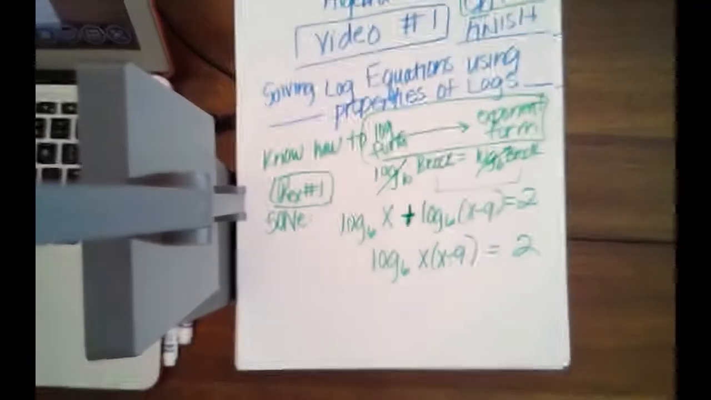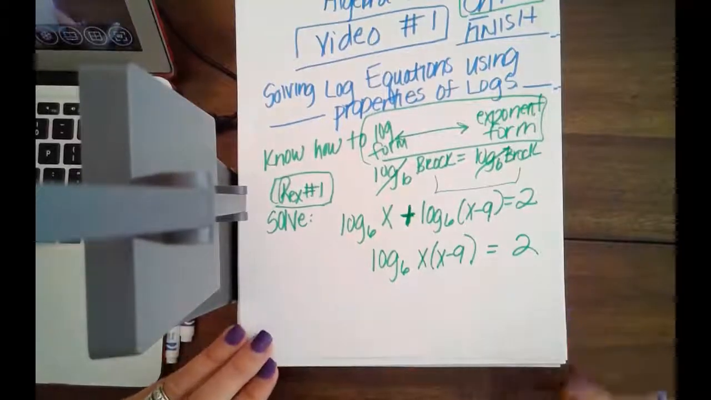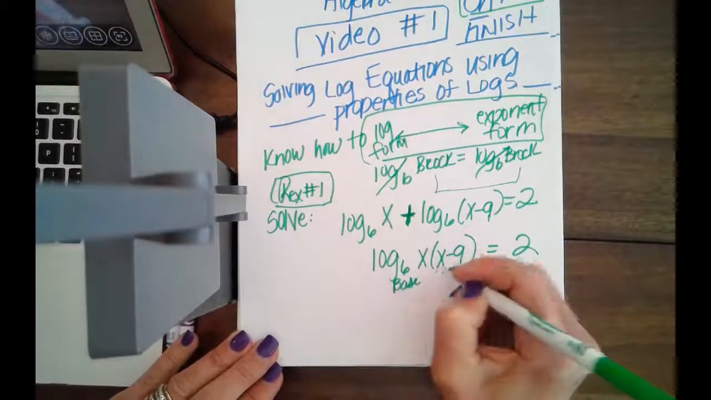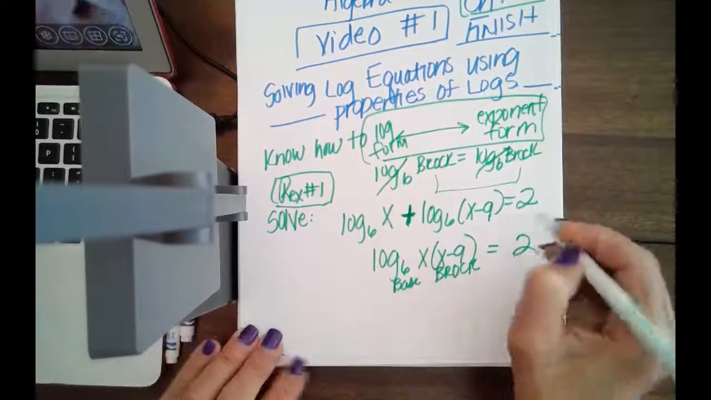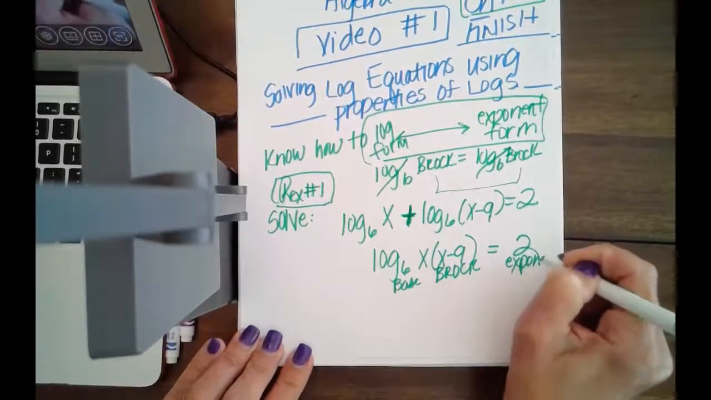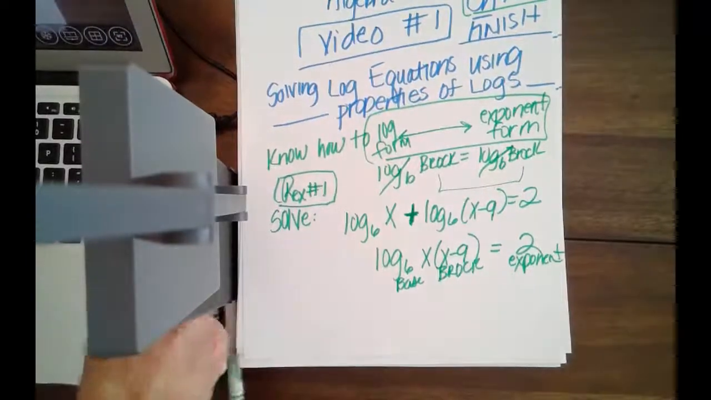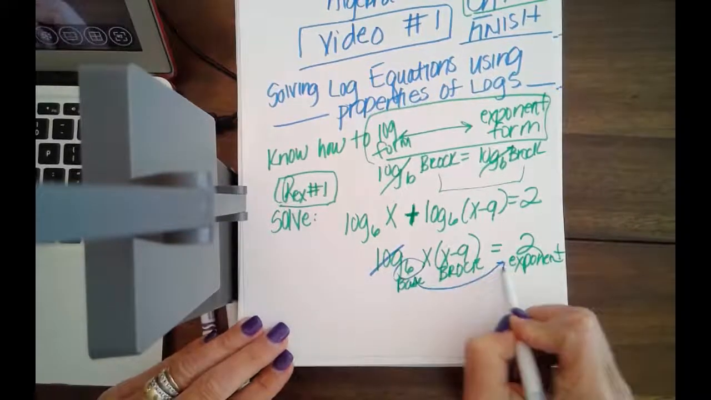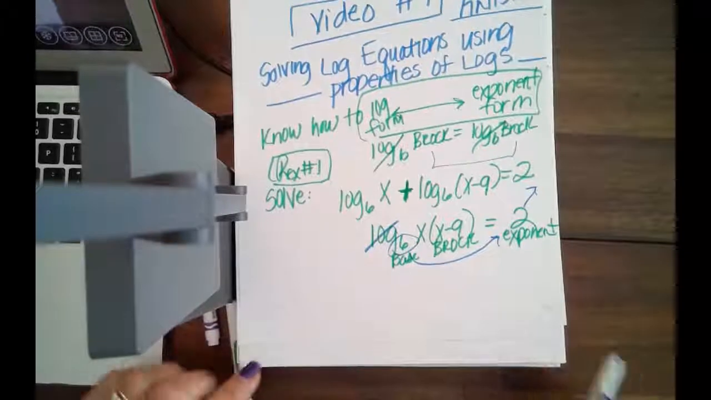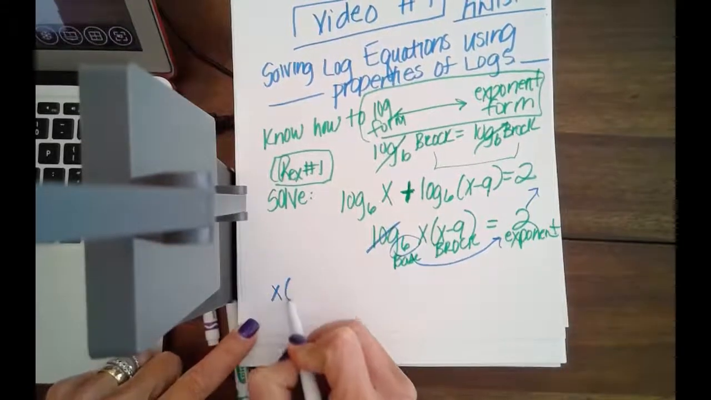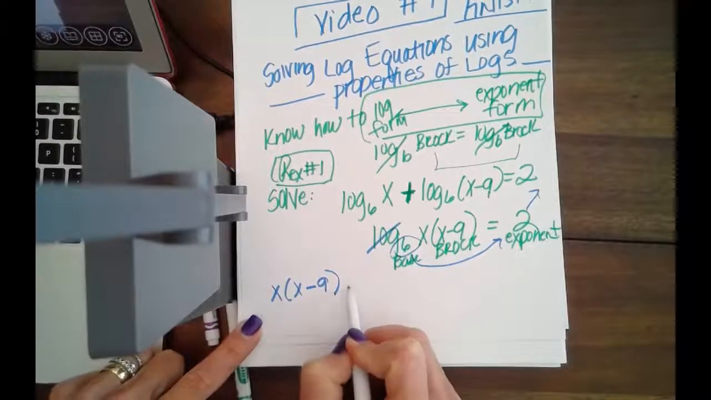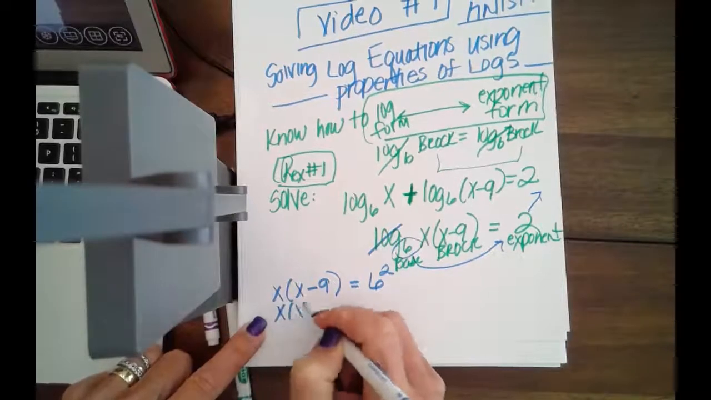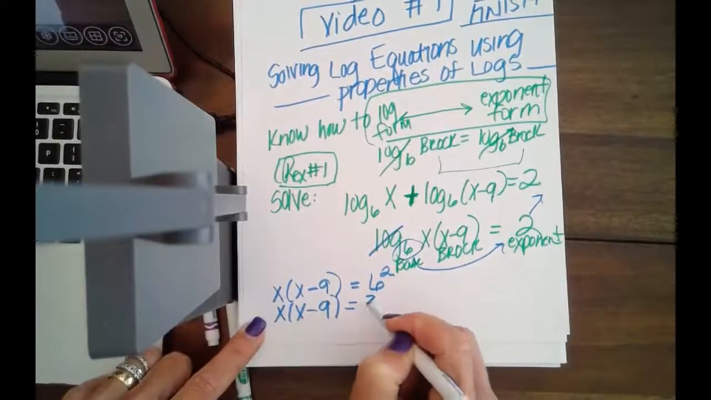Now, you will realize right here that I have put it in log form because it's got the word log written one time. I've got a base, I've got a Brock, and I've got this guy over here, which you know to be the exponent. So all we're going to do is go from log form to exponent form. You know how to do that. Get rid of the word log. The base is going to come over here and bump that exponent up into place. So I'm going to rewrite that as x times x minus 9 is equal to 6 squared. x times x minus 9 is equal to 36.